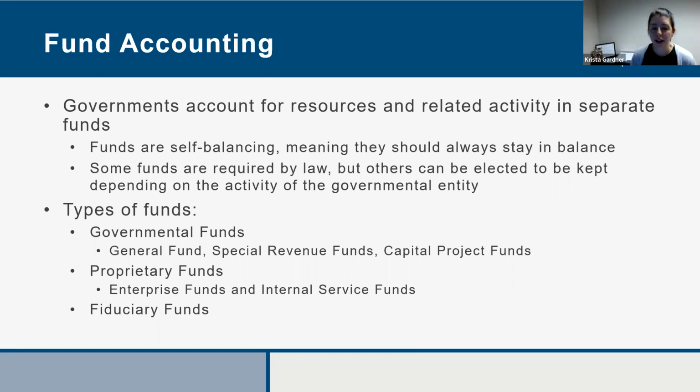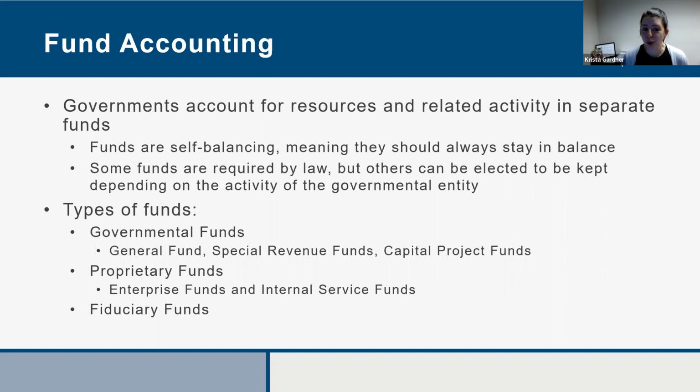Along with these funds are different types of funds. We got into these in a lot of detail last month, but just a reminder, you've got your governmental funds. These are going to be your general fund and your special revenue funds, which are like your liquid fuels fund or state highway aid fund. You might also have a streetlight fund or a special recreation fund. Capital projects funds are also a governmental fund.